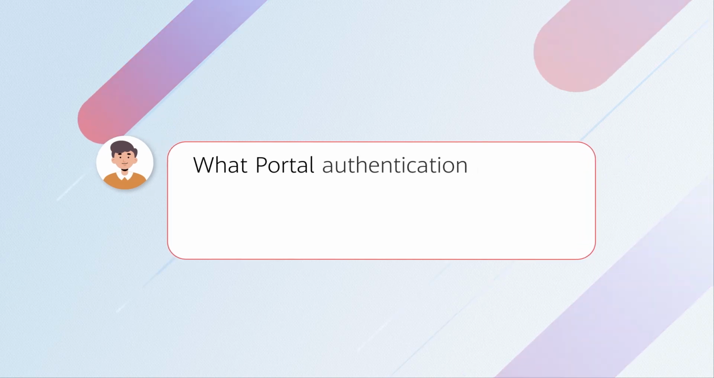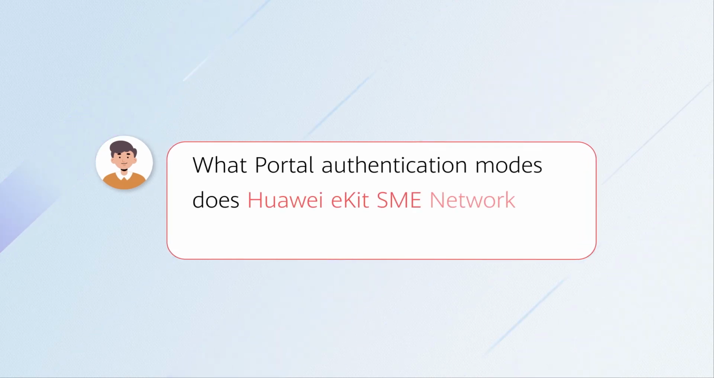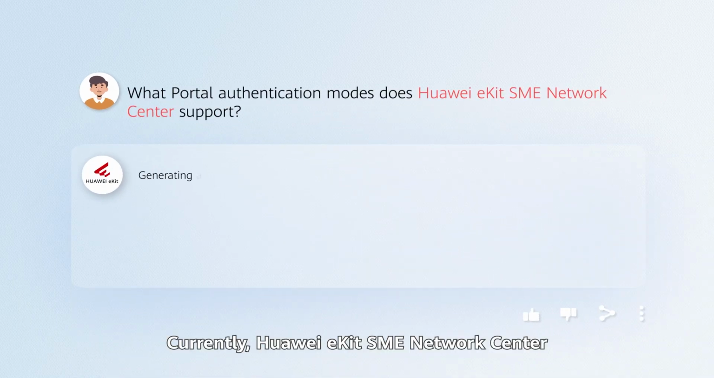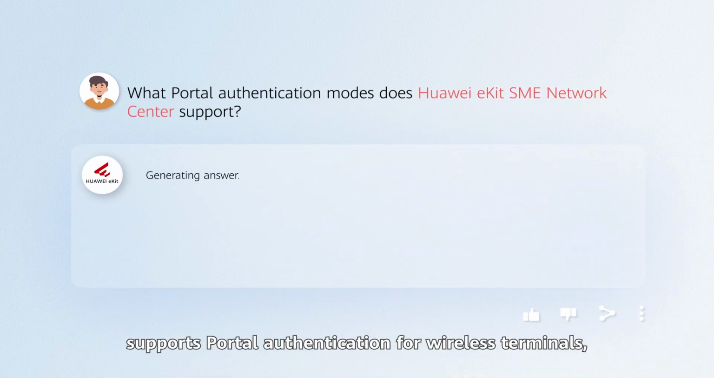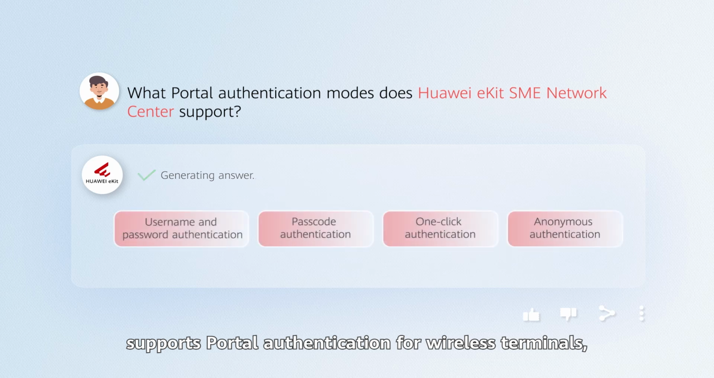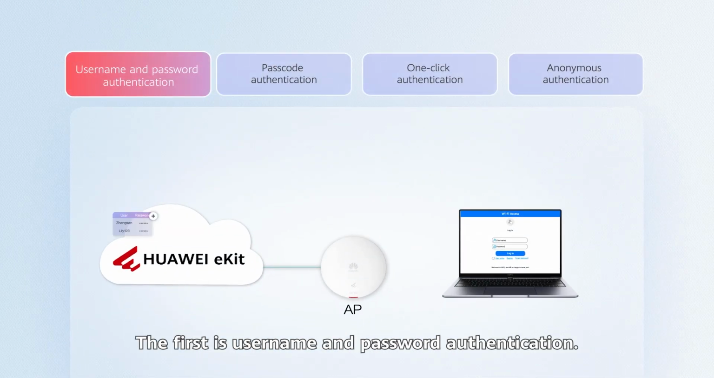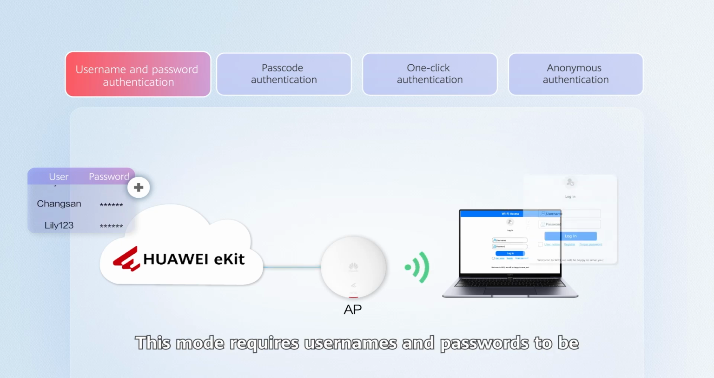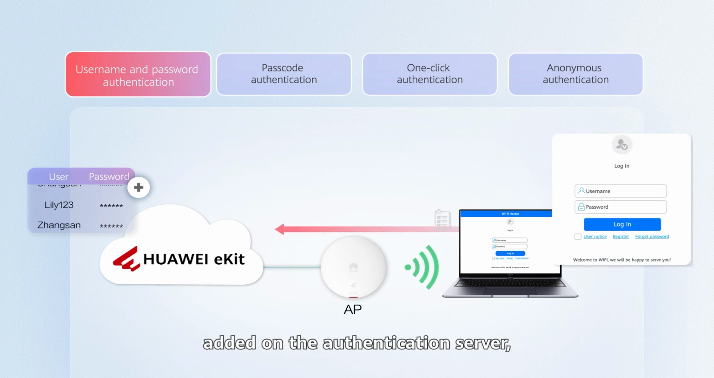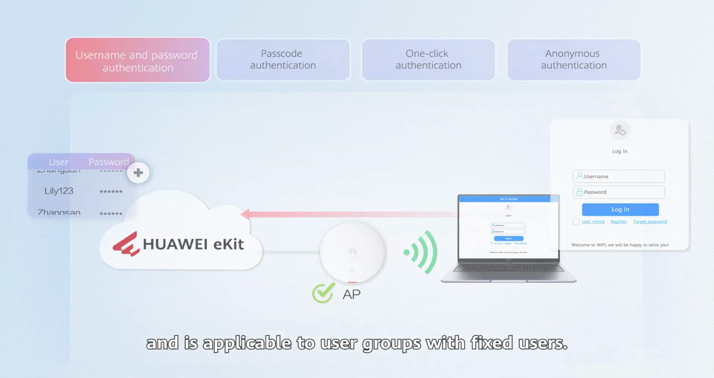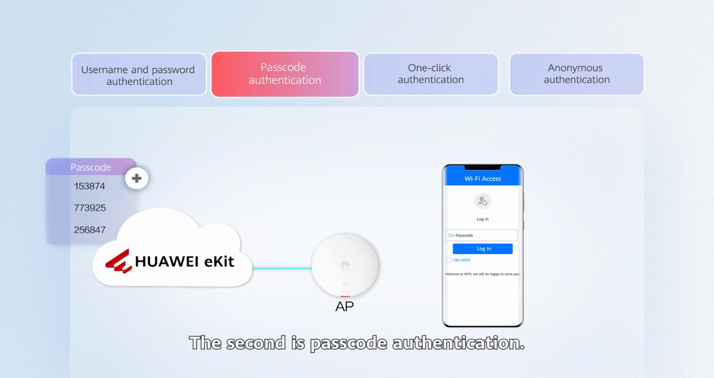What portal authentication modes does Huawei eKit SME Network Center support? Currently, Huawei eKit SME Network Center supports portal authentication for wireless terminals, which can be enabled during Wi-Fi configuration. Four authentication modes are available. The first is username and password authentication. This mode requires usernames and passwords to be added on the authentication server, and is applicable to user groups with fixed users. The second is passcode authentication.